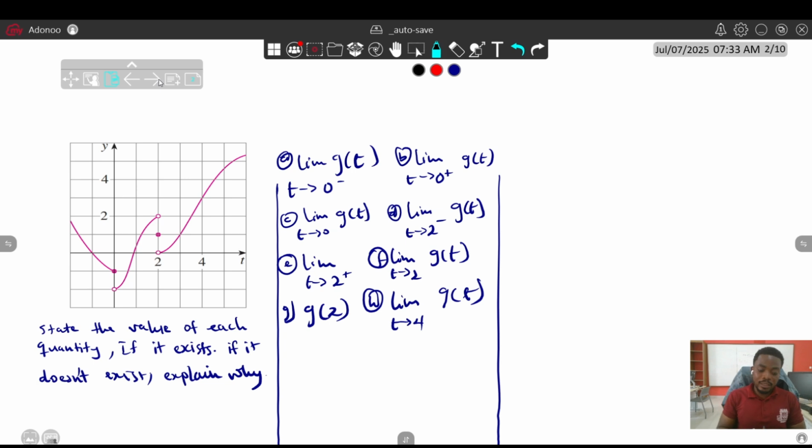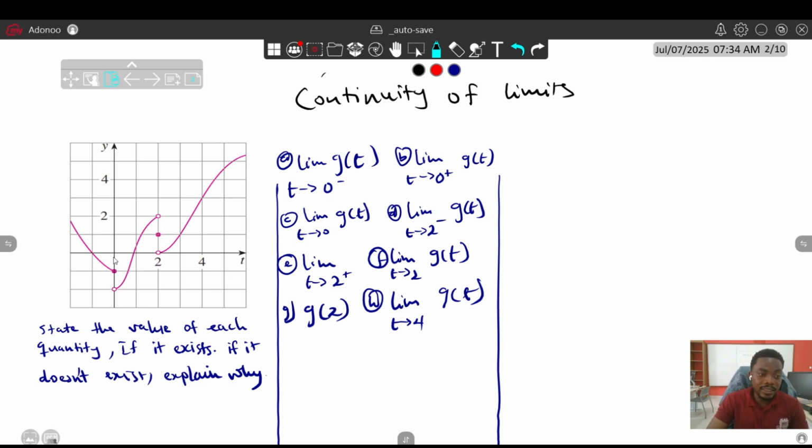Okay, so this is a question on continuity of limits. Right? All right. So the question says we should state the value of each quantity if it exists. If it doesn't exist, we should explain why. Okay, so the first one says that we should determine the limit of g of t as t approaches 0 from the left. Okay, so that is to say the function plotted here is g of t.